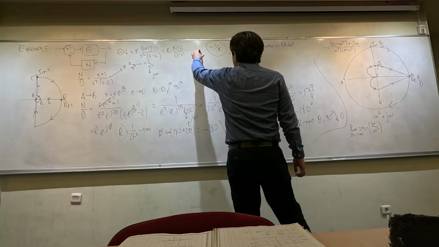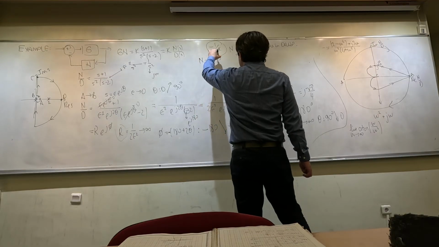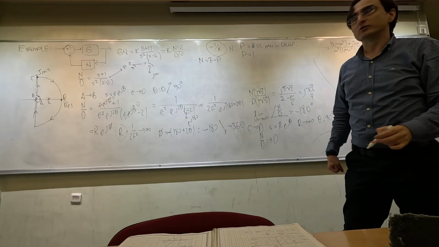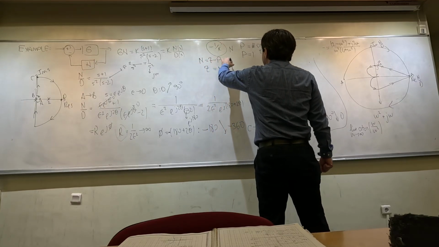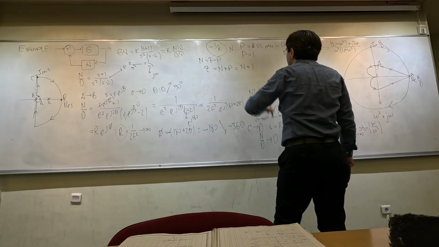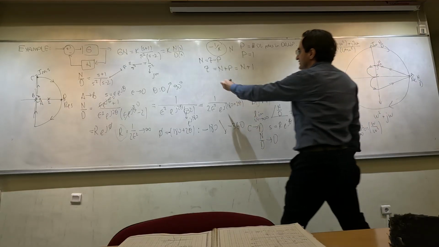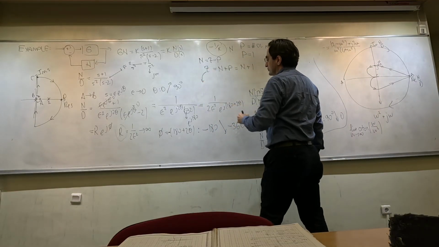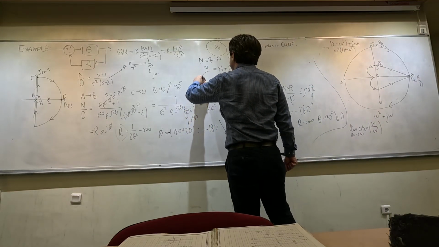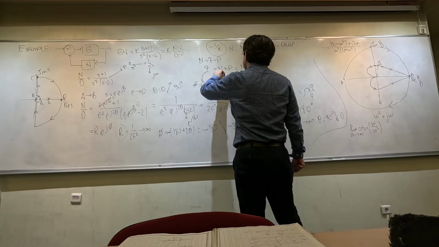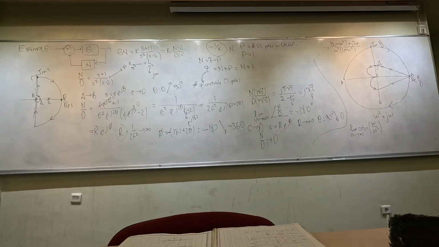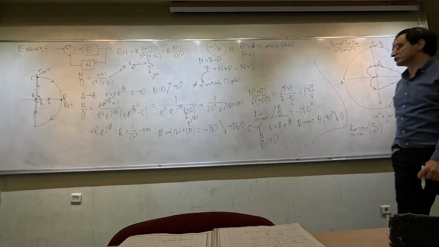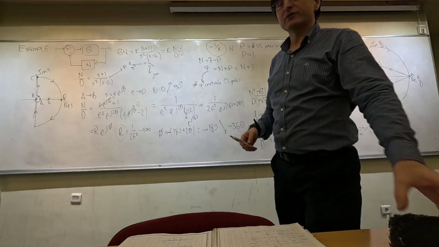So we have the expression N equals Z minus P, which is the Cauchy principle of argument. That actually means that Z is going to be N plus P, and P is 1 here, so I have N plus 1. This Z is what we are trying to find. It is the number of unstable closed loop poles. If this number is 0, then the closed loop system is stable. If this number is larger than 0, the closed loop system is unstable.